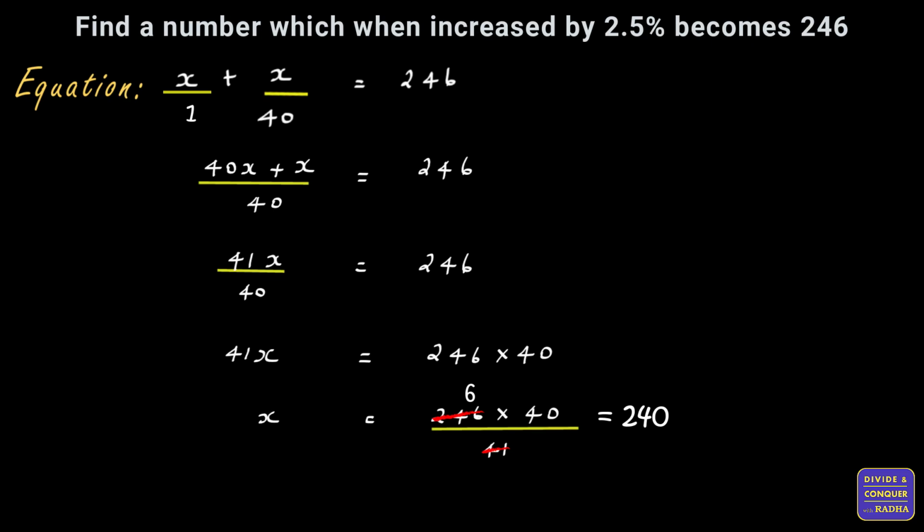So how do we write the final answer step? 240 when increased by 2.5%, we get 246. So this is the final answer.